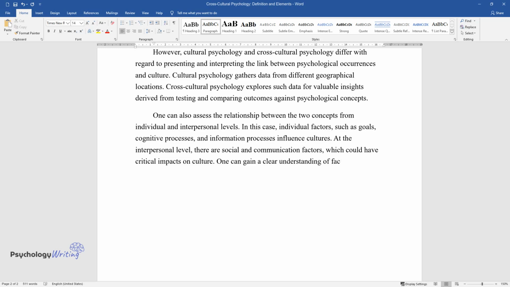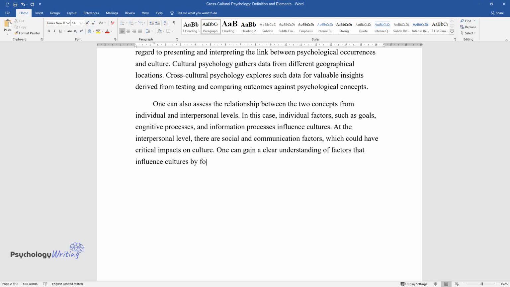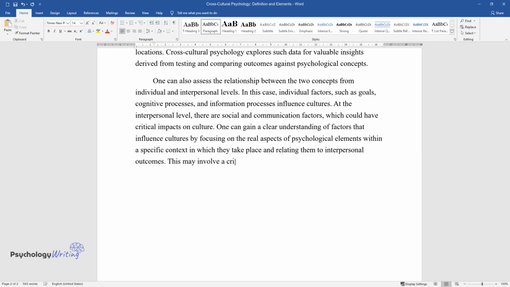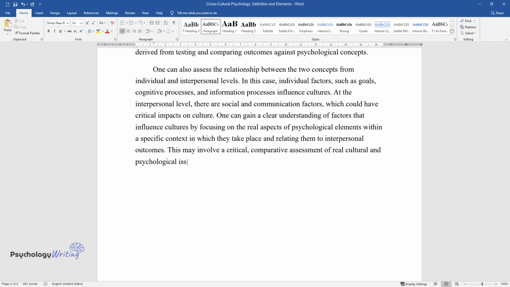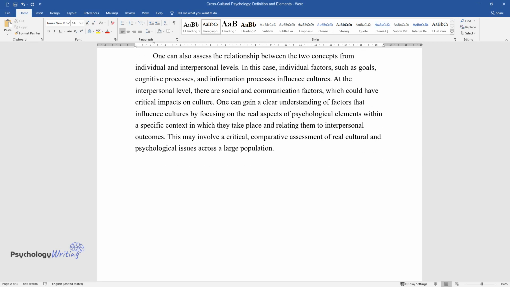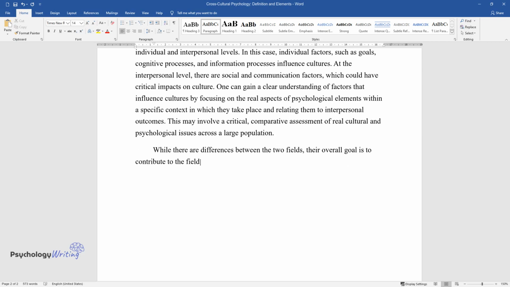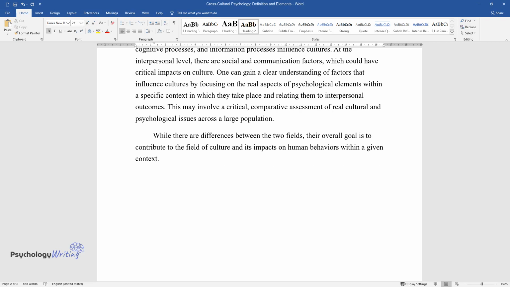One can gain a clear understanding of factors that influence cultures by focusing on the real aspects of psychological elements within a specific context in which they take place and relating them to interpersonal outcomes. This may involve a critical, comparative assessment of real cultural and psychological issues across a large population. While there are differences between the two fields, their overall goal is to contribute to the field of culture and its impacts on human behaviors within a given context.